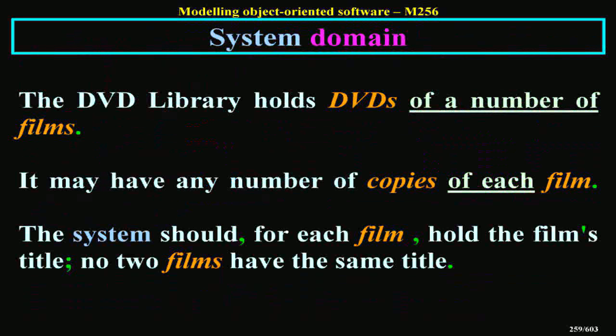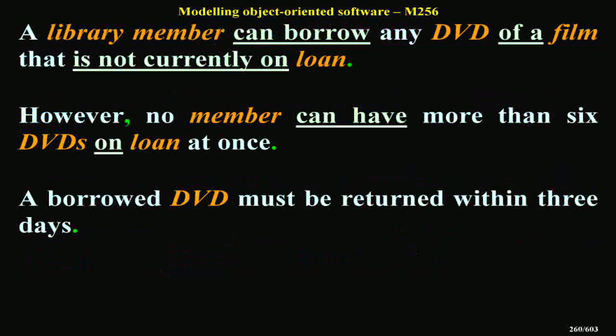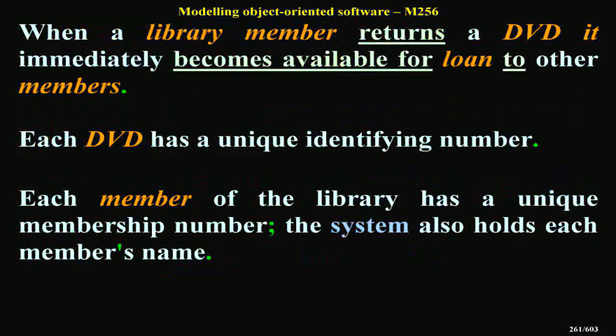The system should, for each film, hold the film's title. No two films have the same title. A library member can borrow any DVD of a film that is not currently on loan. However, no member can have more than 6 DVDs on loan at once. A borrowed DVD must be returned within 3 days. When a library member returns a DVD, it immediately becomes available for loan to other members.